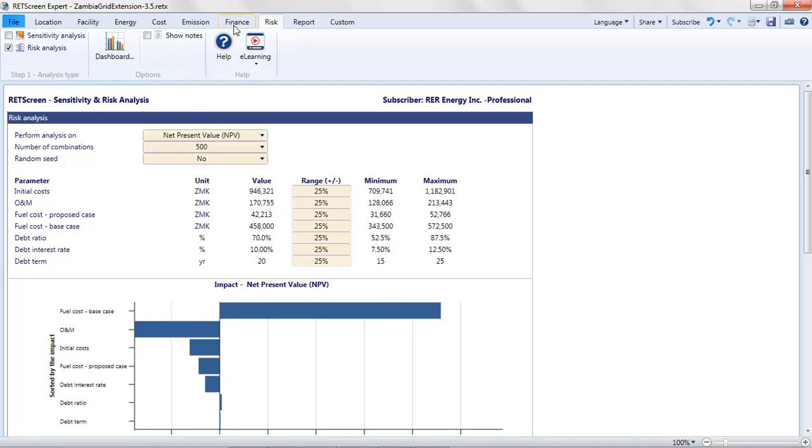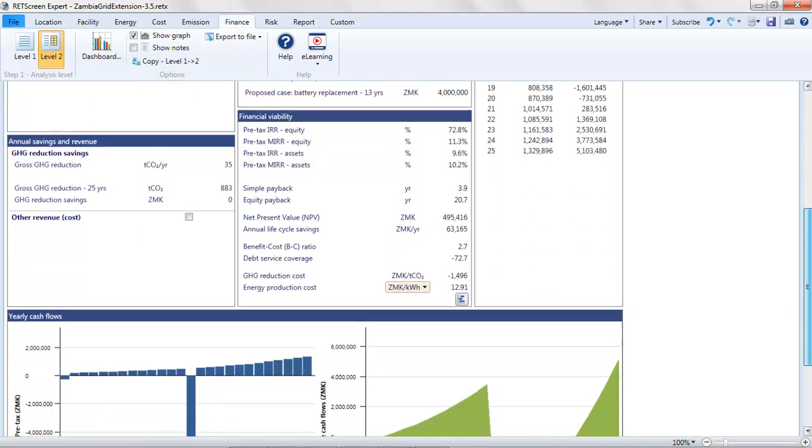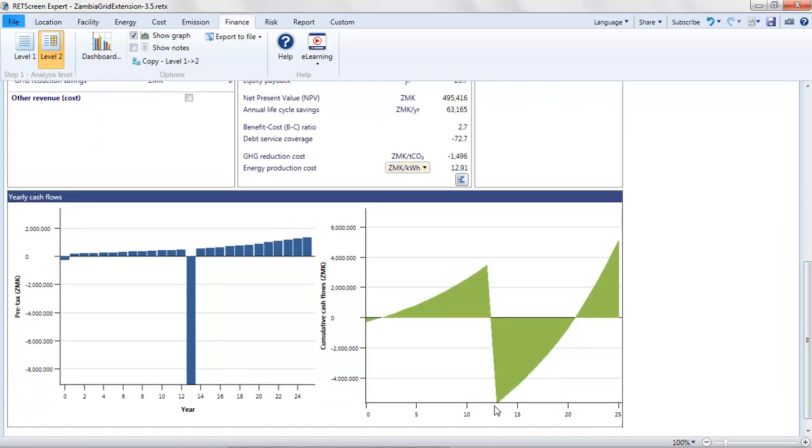Looking back on the finance page, I would say this actually is quite a risky project. Why? Because of the battery replacement here. The cash flows are dominated by this year 13 battery replacement. In essence, what we're doing is deferring a big part of the cost for 13 years into the future, and that cost is the battery replacement. So as long as we can be sure that in 13 years' time there's going to be money available to replace the batteries, this project could make sense.